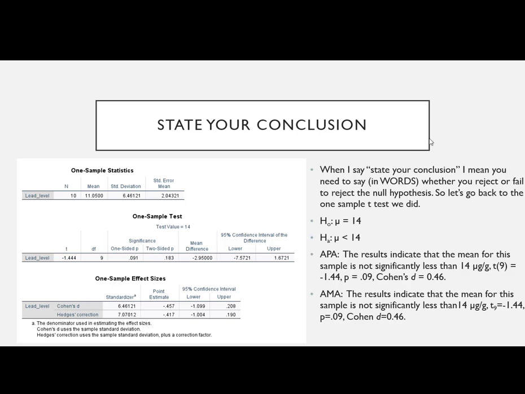Okay, so when I say state your conclusion, I mean you need to say in words whether or not you reject or fail to reject the null hypothesis. So let's go back to that 1 sample t-test I'm referring to. The null is that mu is equal to 14 micrograms and the alternative is that mu is less than 14 micrograms. In APA, I would say the results indicate that the mean for this sample is not significantly less than 14 micrograms. And then I'd write it just like I showed you, Cohen's d, and so on. In AMA, the results indicate that the mean for the sample is not significantly less than 14 micrograms, and I'd write it in AMA format.